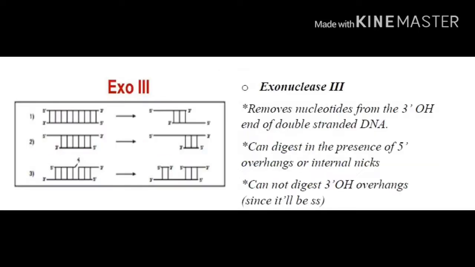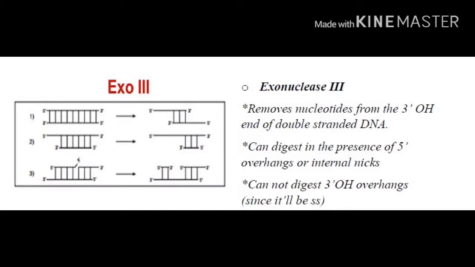Second example رح نكون احنا عم نحكي عن الاكزونيوكلييز 3. الاكزونيوكلييز 3 فكرتها انه it is going to be removing nucleotides from the 3 prime OH end of a double stranded DNA. هيدي كتير فكرة مهمة ومبينة معنا بالاكزامبل نمبر 1 فوق. نحن شايفين كيف we are going to be removing the nucleotides from the 3 prime end where the 5 prime is not going to be changed in both the strands.